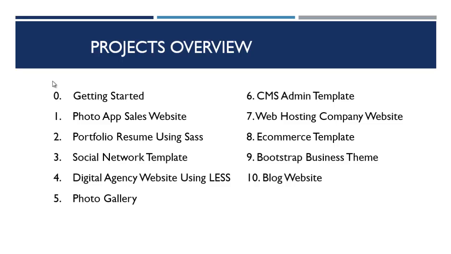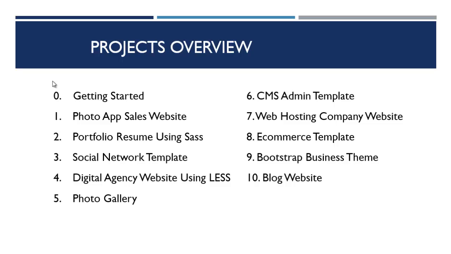Chapter 1 will be a photo app sales website. Basically when you see an app, it usually has a website to go along with it to give you the documentation or whatever. So we'll be building that. Chapter 2 will be a portfolio resume, and we'll be using Sass, which is a CSS preprocessor. Chapter 3 will be a social network template, which will have something like 7 or 8 pages to it, including a profile, the main page, things like that.